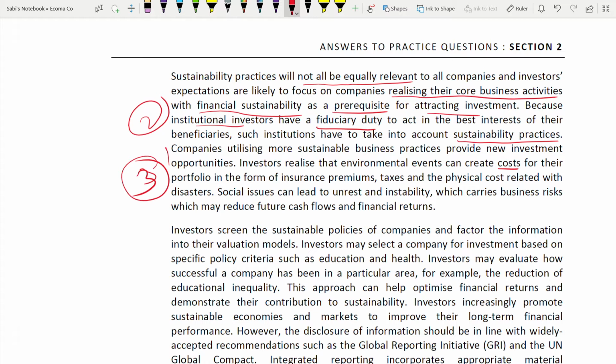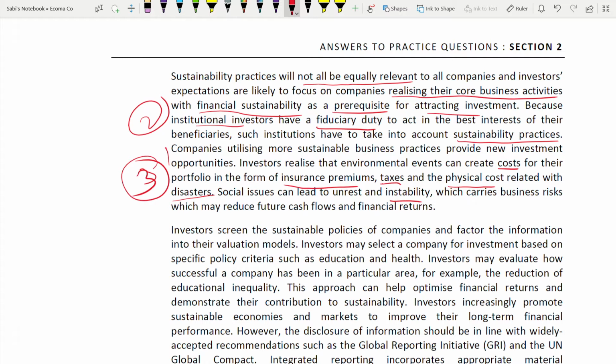So this cost, how will you know if you're not creating a sustainability report? They will want to see this, right? Because this cost could be in any form. For example, insurance premium, taxes. If you're not complying with the environment rules, you have to pay some tax, pollution tax, and whatnot. Physical cost also could be there because of disaster, right? So because of this, the social issues, they can lead to what?